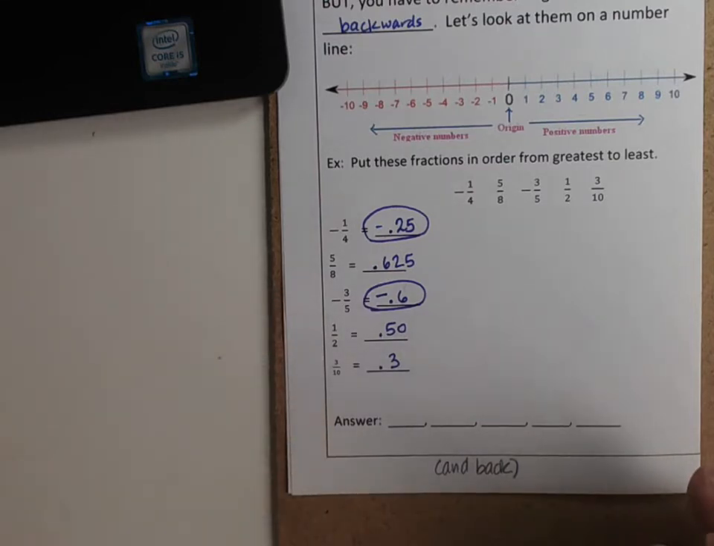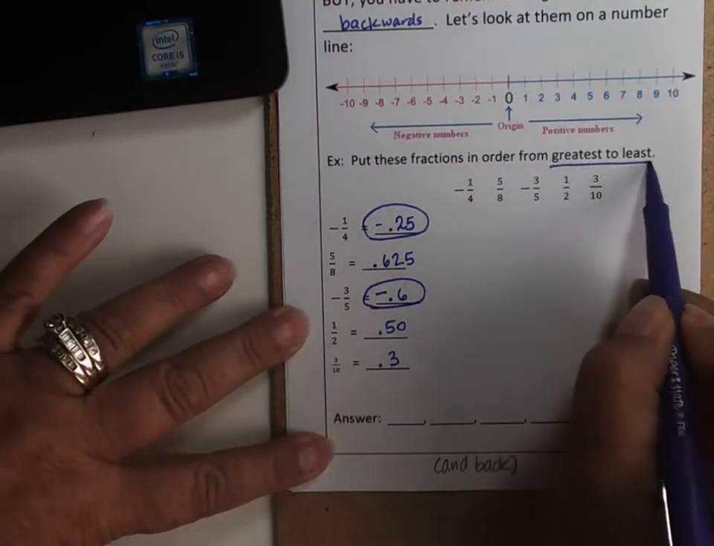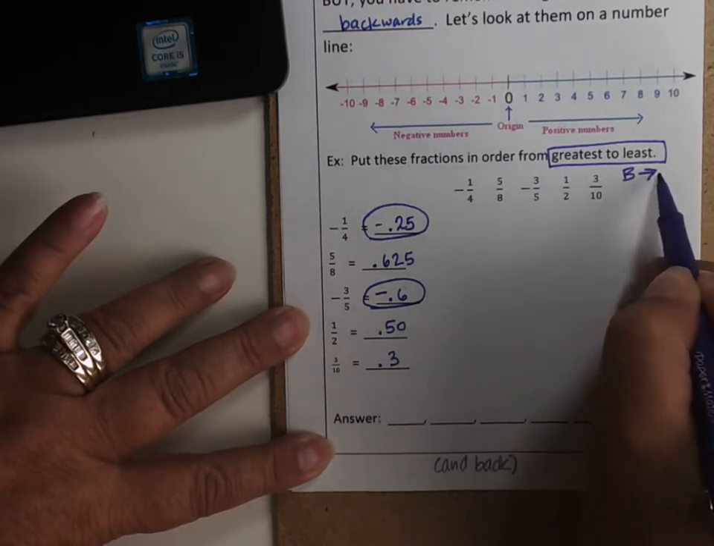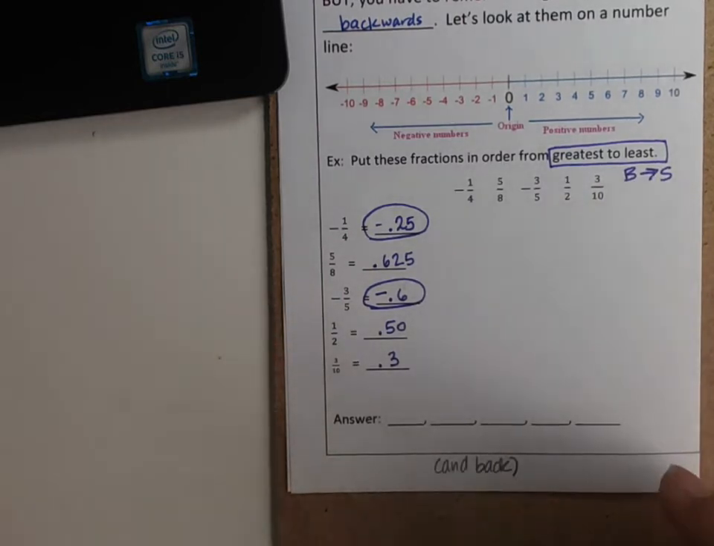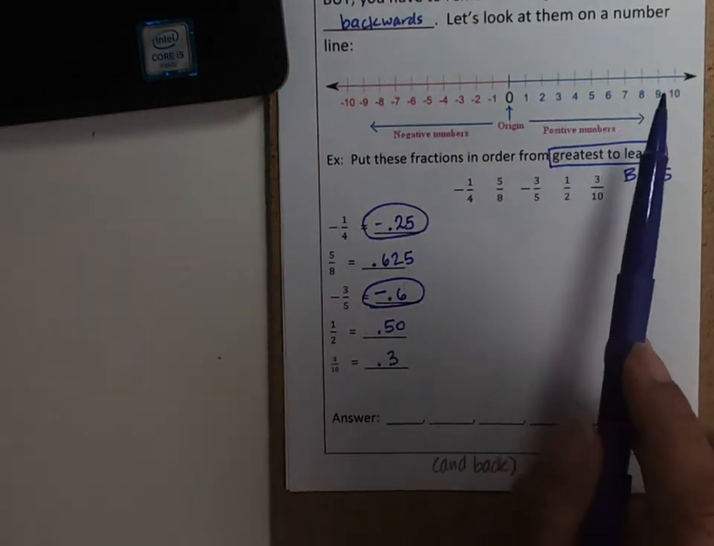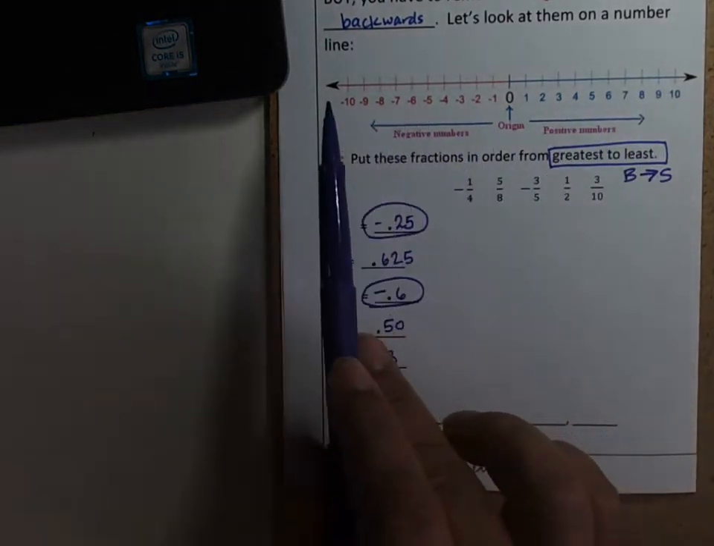All right. In this case, we want greatest to least. So we want big to small. I always rewrite it just so my brain actually clues into what we're doing. Okay, so big to small. Since we're starting with big, we want to start with positives. We want to work this way and go backwards.